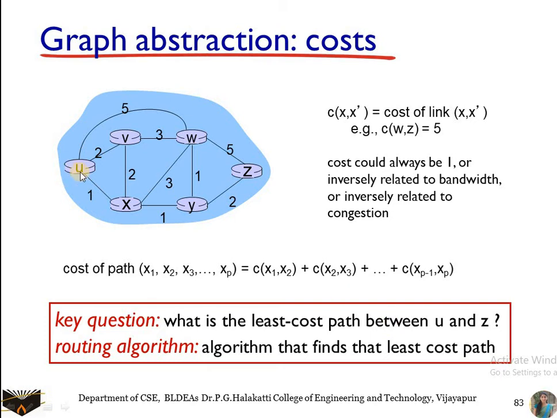Here we have a node U and here we have a Z, and we can travel from U to Z through multiple paths. But what is the least cost path from U to Z? That is what we need to compute. So how to compute that? For this purpose we go for routing algorithms. Here, the algorithm finds that least cost path. So the routing algorithm helps to find the shortest path from source U to destination Z.